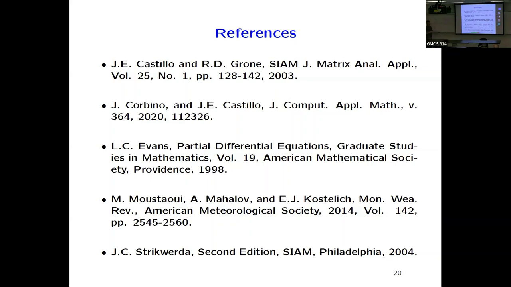Questions? Give you a hard one. Yeah. What do you do when your coefficient matrices have both positive and negative eigenvalues? What you just showed only works in the case where you have a single sign, so waves can only propagate in one direction.